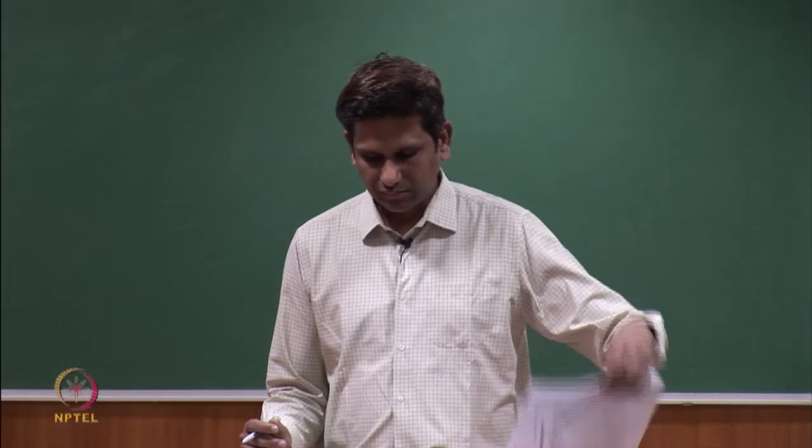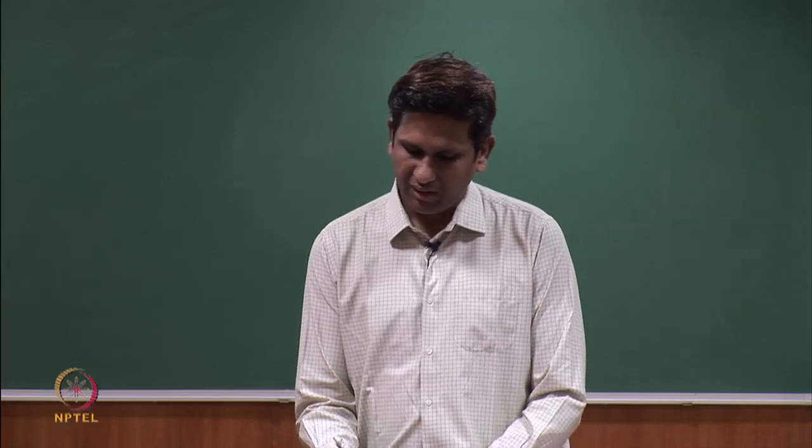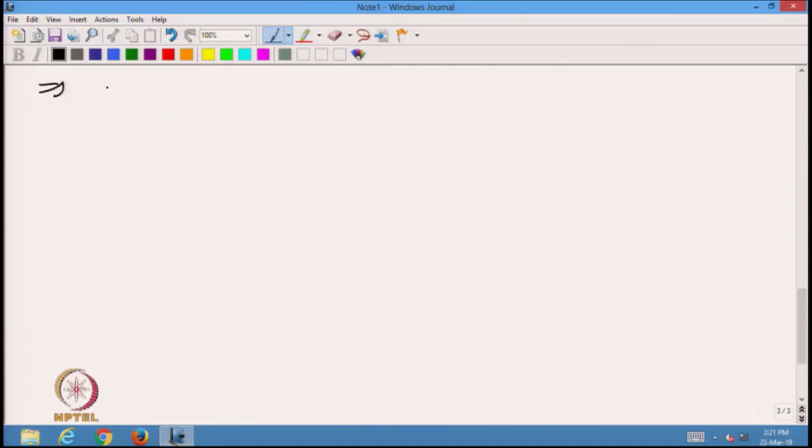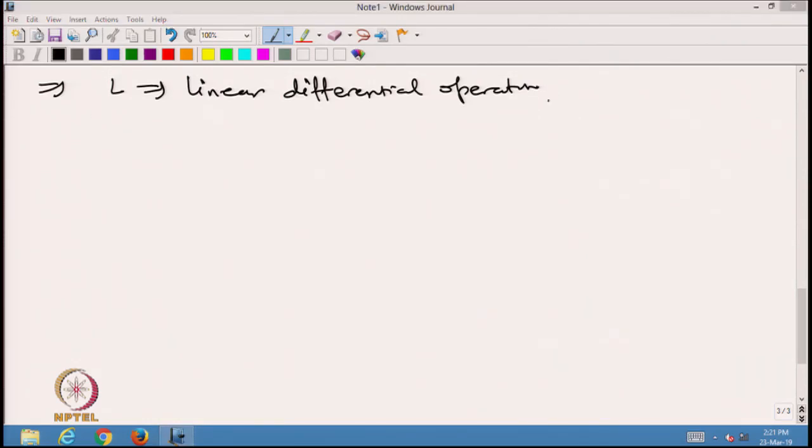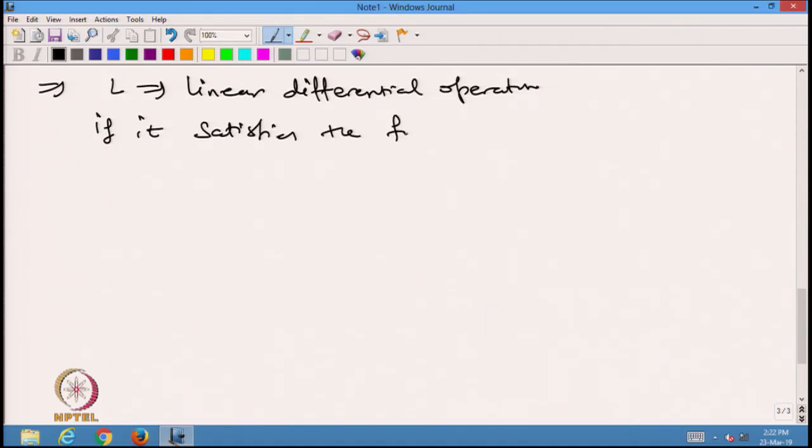We define a little bit more, and move further. We will define that the operator I have defined, that is L, is a linear differential operator. So, what do you mean by the linear differential operator? A linear differential operator is so called if it satisfies the following properties.